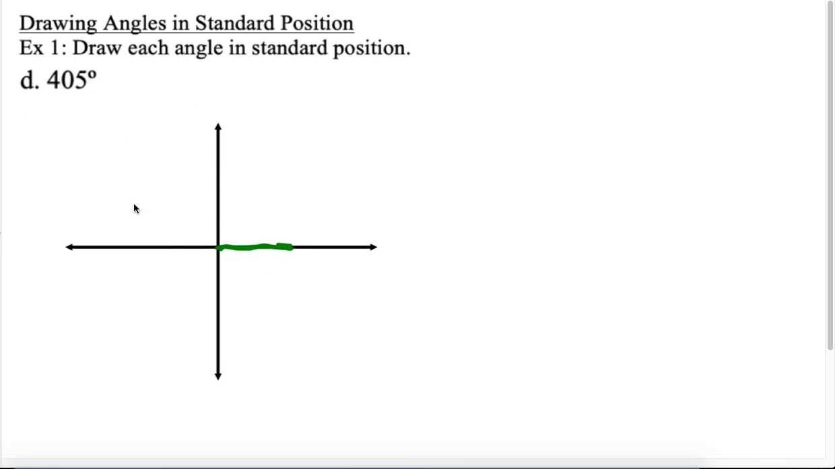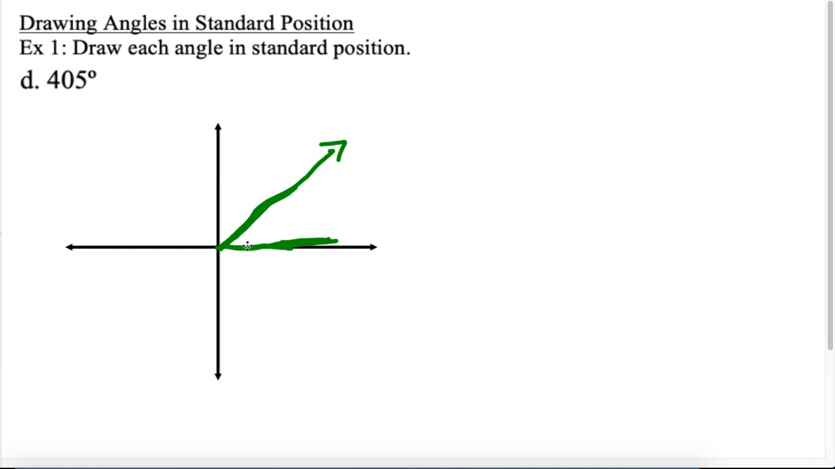Technically, we could rotate as many times around as we want. We could have angles as large as we want. So if we think about going counterclockwise, 90, 180, 270, 360, well, my next 90 degrees would be 450. So I know it's going to be somewhere in here, right? That would actually just be an additional 45 degrees. So that would end up looking like that.